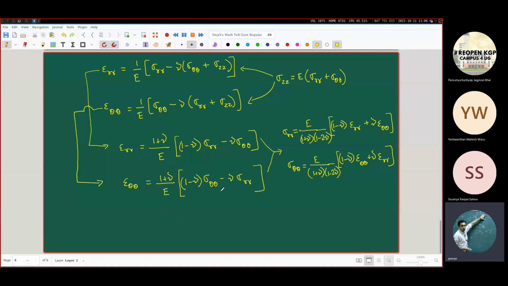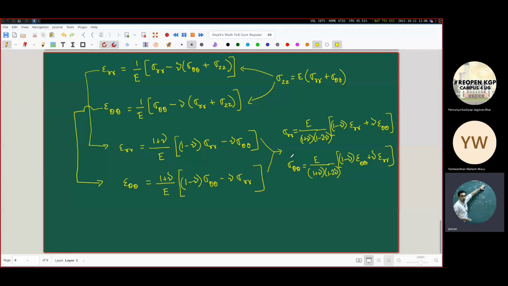So the next thing that we are going to go to, after obtaining these expressions for the sigma rr and the sigma theta theta in terms of the epsilon rr and epsilon theta theta, is just to substitute for this epsilon rr and epsilon theta theta the expressions from the strain displacement relations. Okay, so now we use the strain displacement relations.